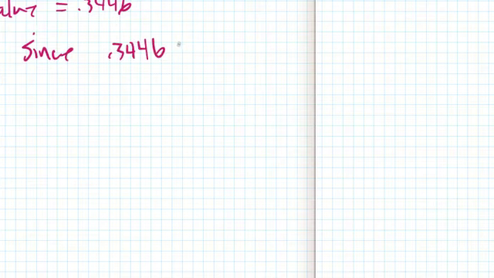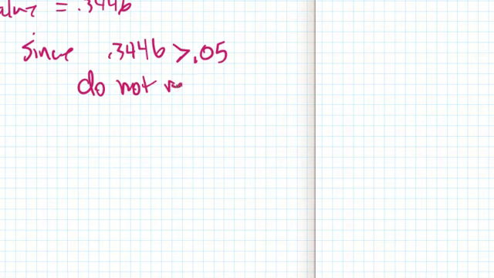Since 0.3446 is the probability of getting values at least as extreme as I got, the probability of getting that 0.81, which was our sample proportion, well, that's 1 in 3 times. That's to be expected. Since this is greater than alpha, remember, if it was less than alpha, we reject, but since it's greater than alpha, we do not reject. And that's it. That's all there is to it.